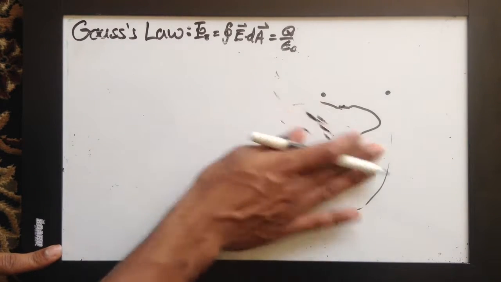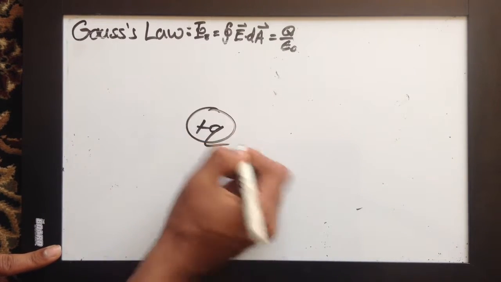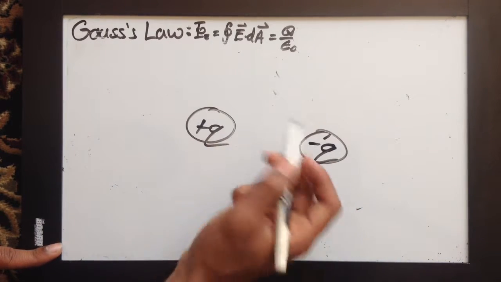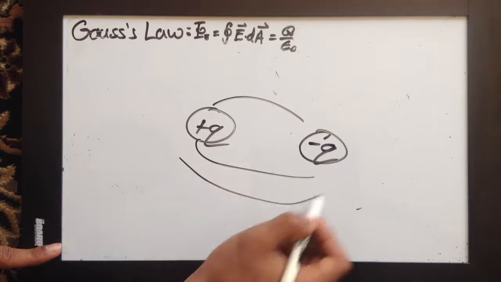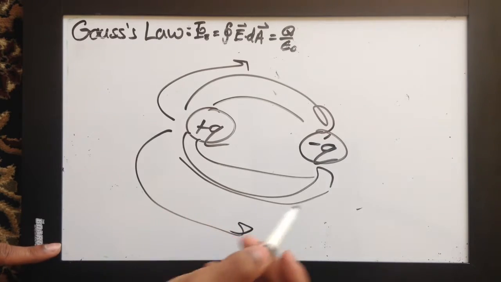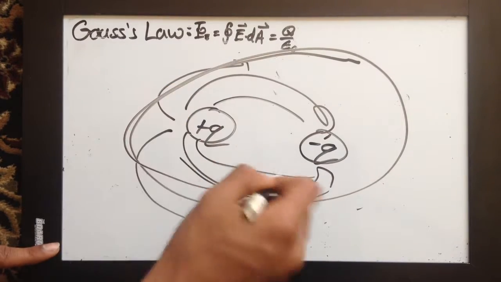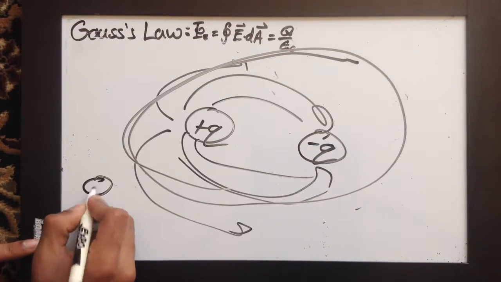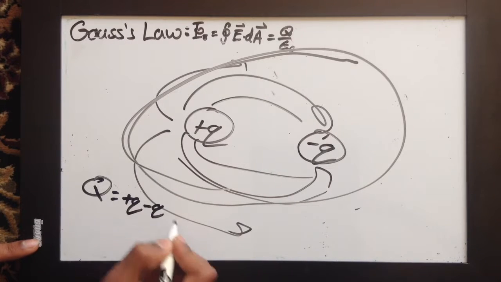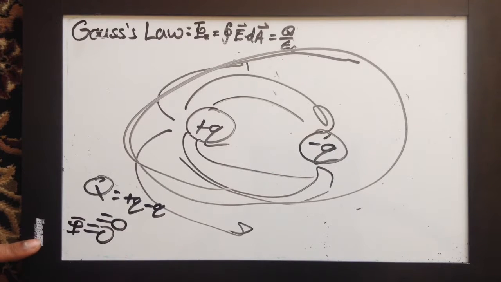Likewise, say you have two charges, positive Q and negative Q, and if you draw the E field lines, it would look like that. And then say your Gaussian surface was like that. The total charge enclosed equals positive Q plus negative Q, which is 0, which makes the flux also 0.